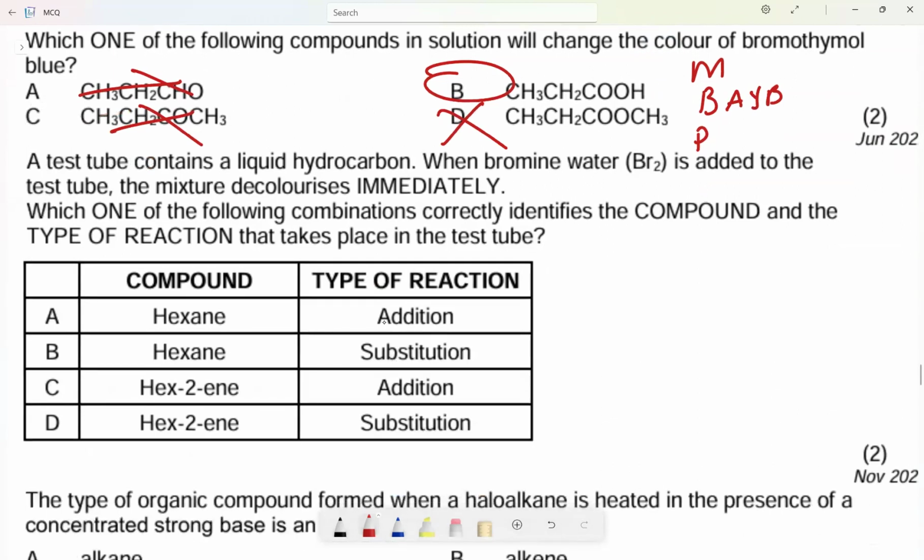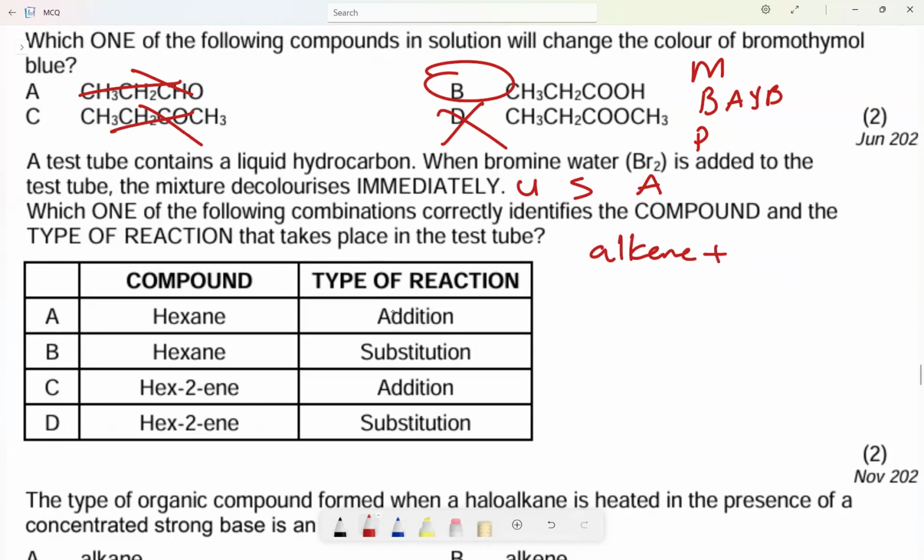They say a test tube contains a liquid hydrocarbon. When bromine water, Br2, is added to the test tube, the mixture decolorizes immediately. So that it decolorizes, we need an unsaturated hydrocarbon. Then it becomes saturated, so it is addition. When it decolorizes immediately, it means we are adding Br2 to the solution, so I need to start from an alkene.